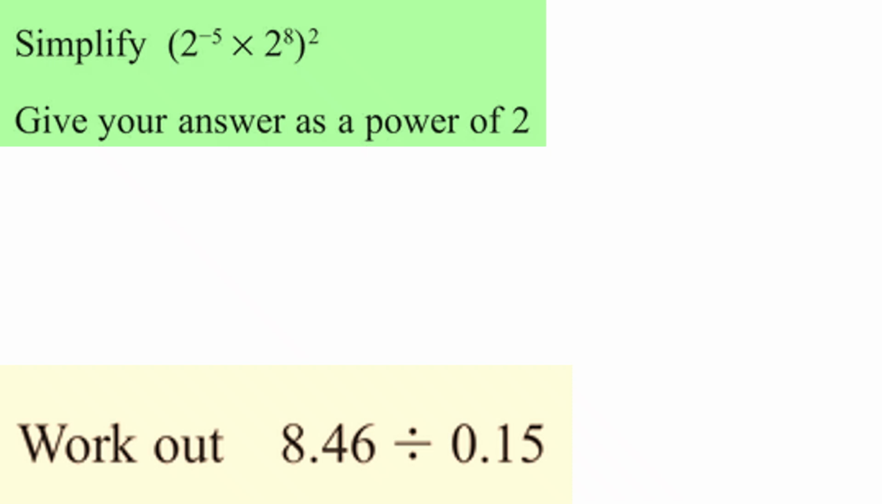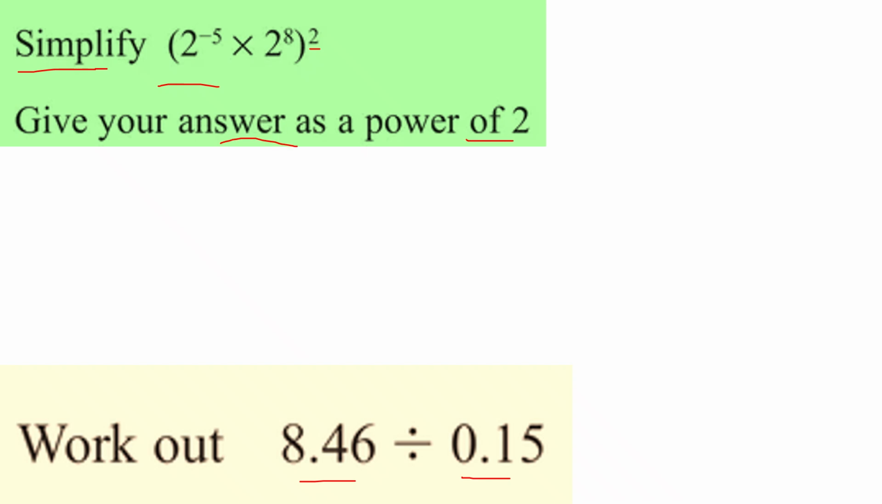In this question, we're looking at some index laws and dividing by decimals. In this first part, simplify 2 to the minus 5 times 2 to the 8, all in brackets, all squared, or all raised to the power of 2. Give your answer as a power of 2.